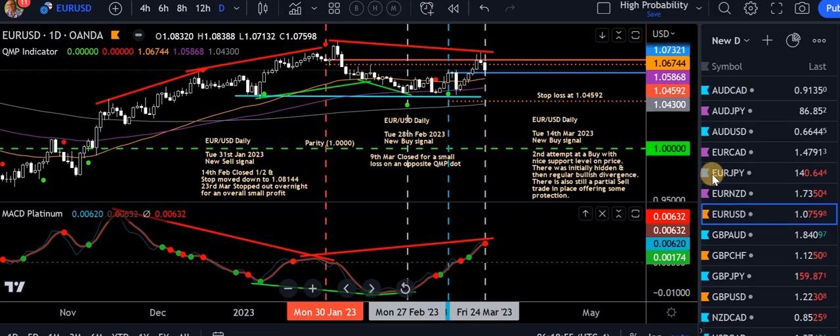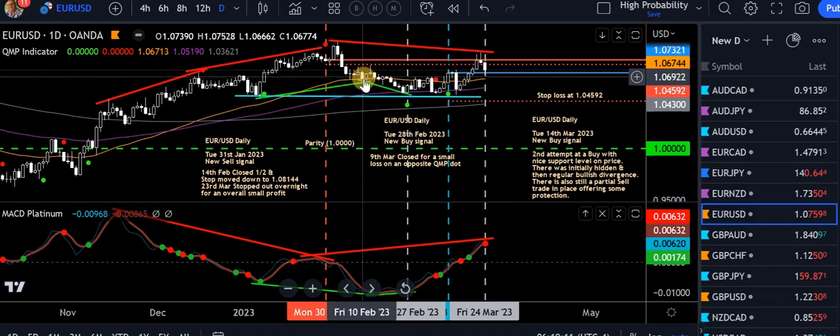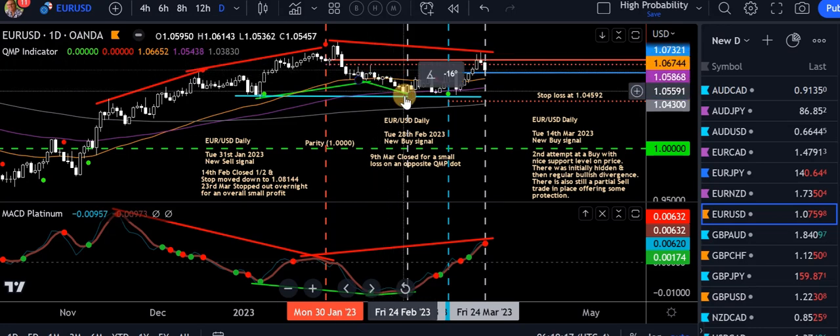Euro USD. What are we in here? It's highlighted in orange. Sell was stopped out. So I was in the sell from the 31st of Jan. It didn't really go anywhere. 14th of Feb I closed half, so in here somewhere I was assuming. In here, price was stalling at the moving averages, closed half, dragged my stop down. So small overall profit on the sell, no big deal.